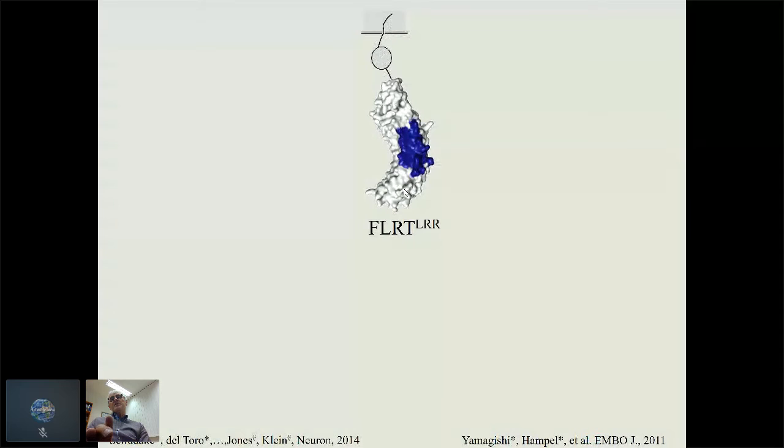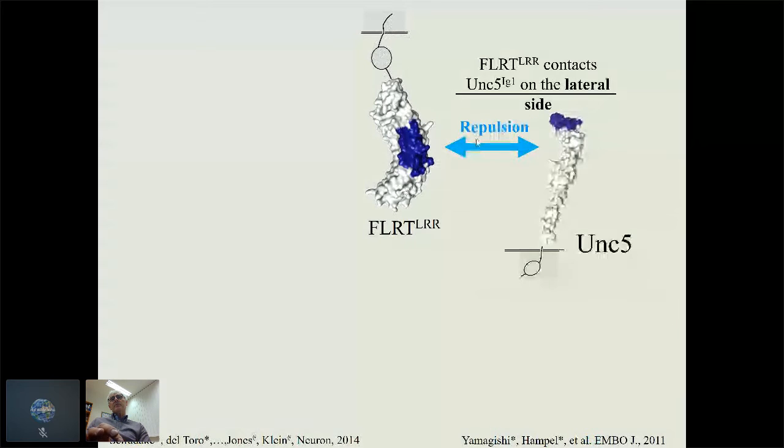And so what Elena's lab did, she made a crystal consisting of one of the FLRT leucine-rich repeat domains and at least a part of the UNC5 receptor domain, and she showed that the two proteins contact each other at these points here, the side of the banana and the very first Ig domain of the UNC5 receptor. The UNC5, probably most of you know, is a netrin receptor, and when activated, induces a repulsive signaling event.